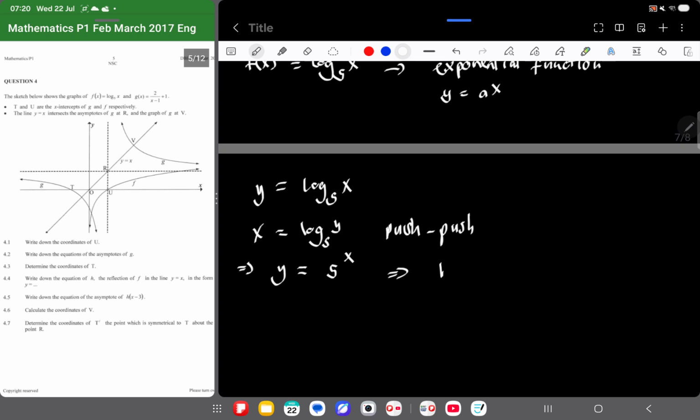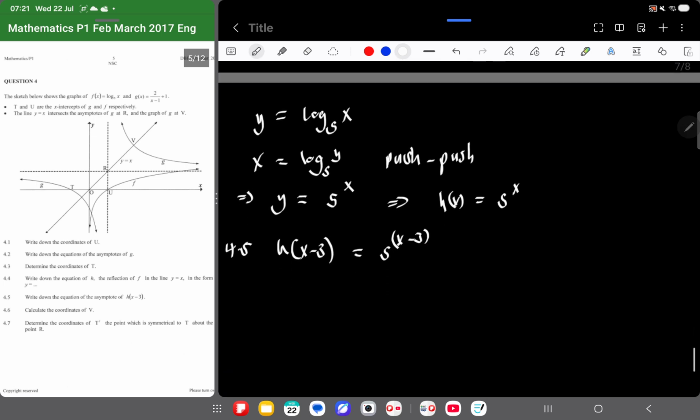So this is h of x equals 5 to the power of x. Now we are given 4.5. They say write down the equation of the asymptote of h of x minus 3, which is 5 to the power of x minus 3, like that. So to write the equation, we just set that equal to 0, and you get, don't be confused here.